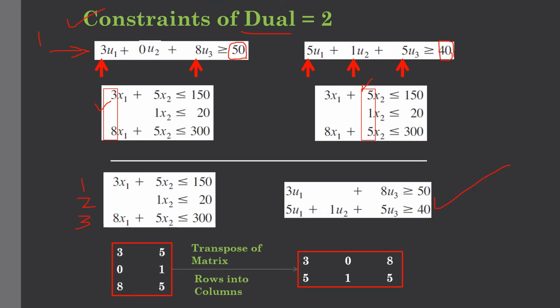This is how to write the coefficients in the constraints of the dual problem. Just take the transpose of the coefficients of the original problem to write the coefficients of the variables for the dual constraints. So first row will become first column. Second row here is the second column, and the third row of the original matrix of the coefficients of the primal is the third column of the coefficients of the dual problem.